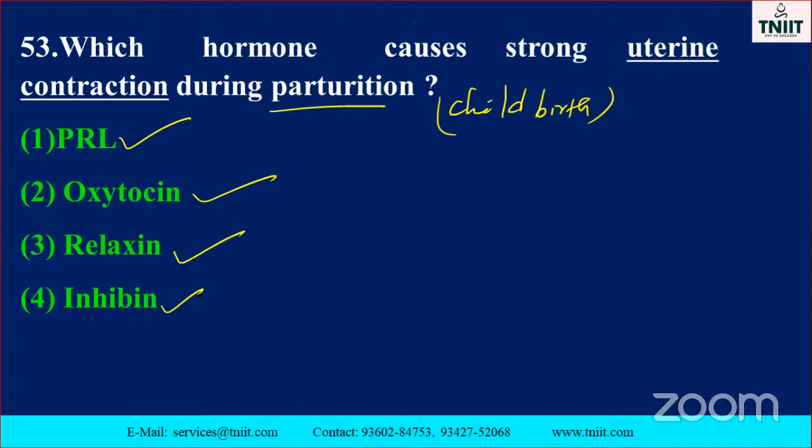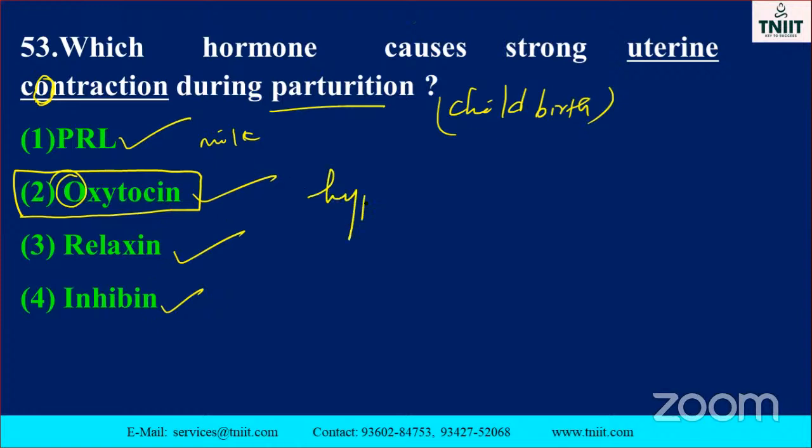First of all, you should note it down, which is very, very important. Oxytocin is very much associated with contraction. Prolactin is only for the secretion of milk. Relaxin is also secreted, but it is not involved in uterine contraction. Inhibin does not come under this. So oxytocin is the one. It is secreted by the hypothalamus.